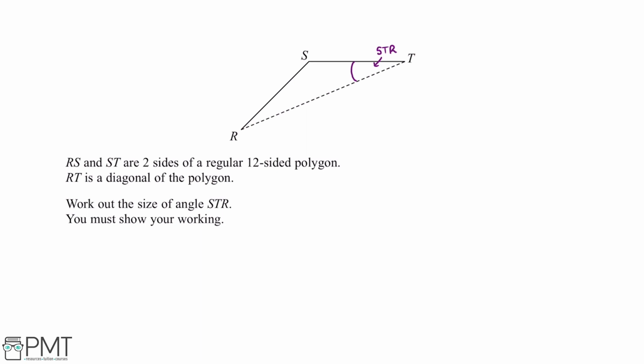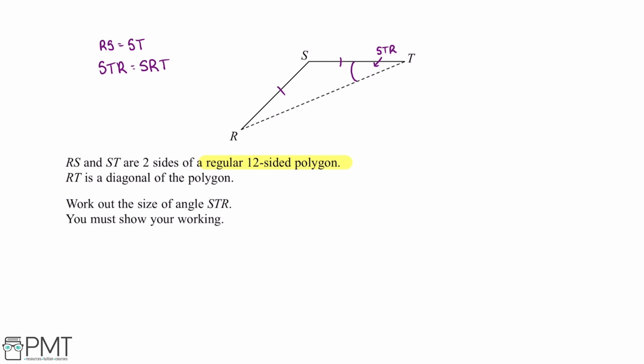The next thing we can note for this question is that RS and ST are two sides of a regular 12-sided polygon. Now what this means is that RS is equal in length to ST, which therefore makes triangle SRT an isosceles triangle and tells us that angle STR is equal to angle SRT.